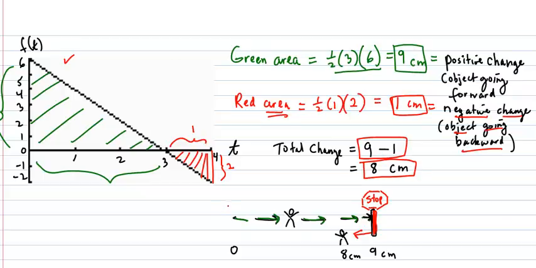So here's the picture over here. The object goes forward 9 centimeters, sees a stop sign, turns around, and comes back 1 centimeter, arrives at 8 centimeters difference than when they started. That's what's happening.